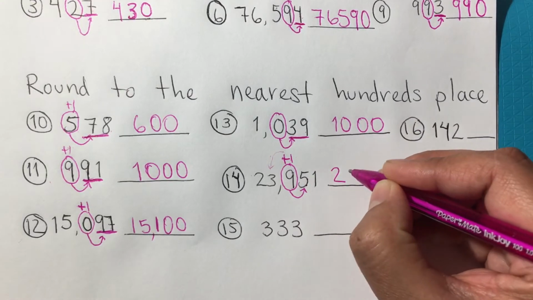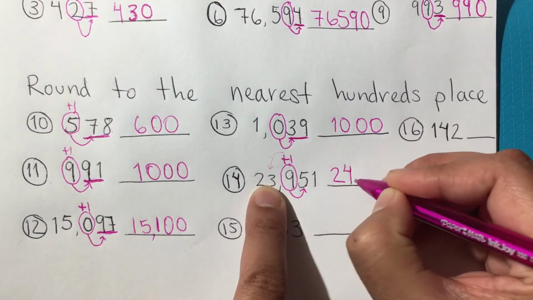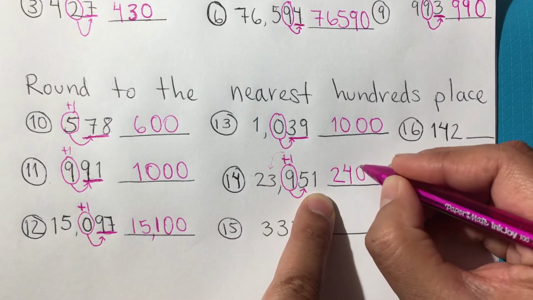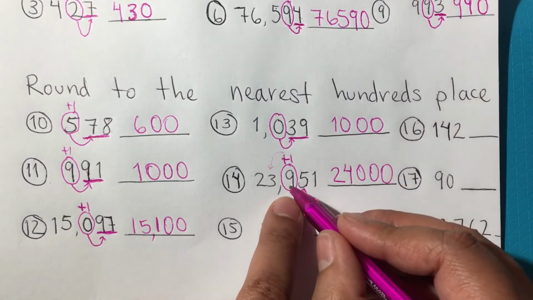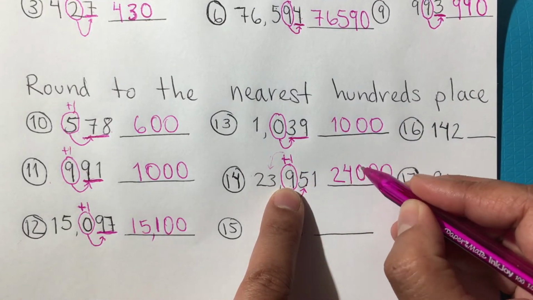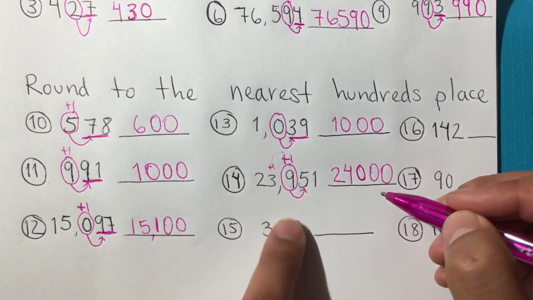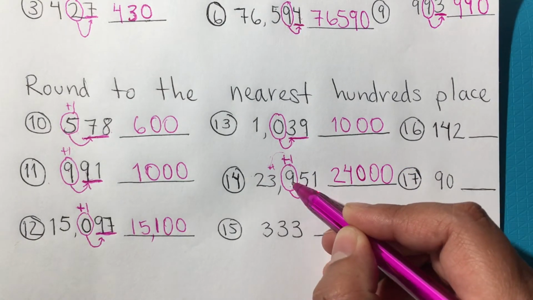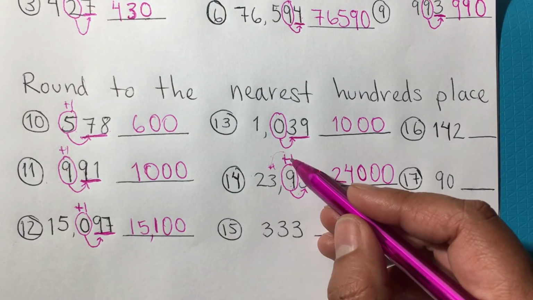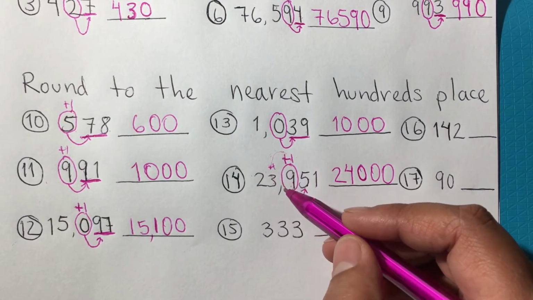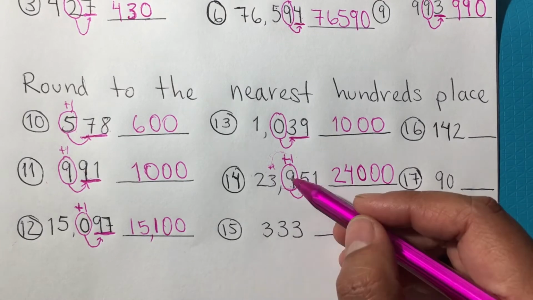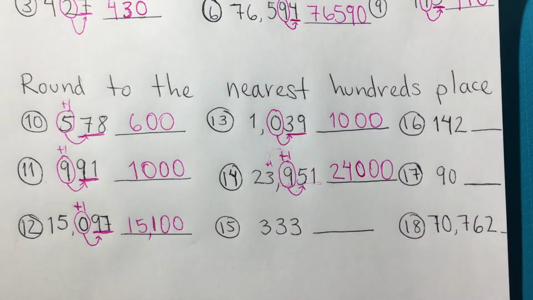So it's 2, 4, and then 0, 0, 0. Why is that? Because 9 plus 1 is 10, put the 0. Carry the 1, and 3 plus 1 is 4. Whenever the one that you circle is a 9, and this did give 1, it spills over to this number, and everything becomes 0 now. Only when it's a 9.